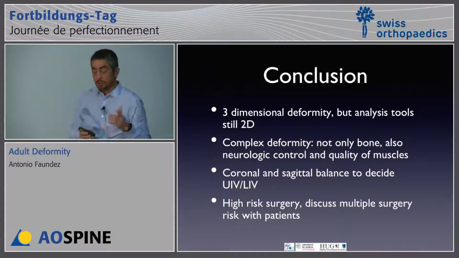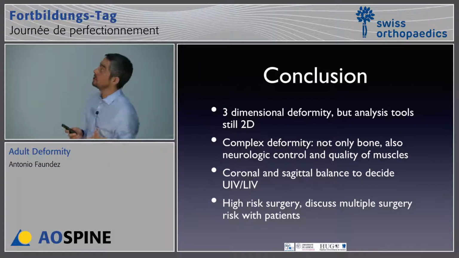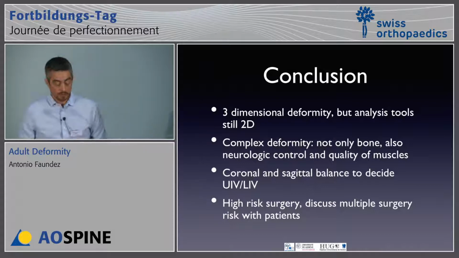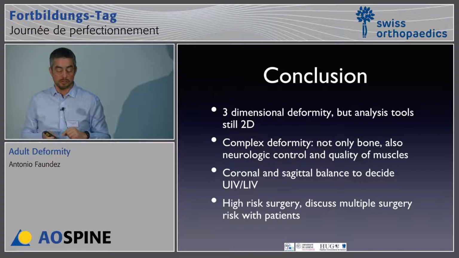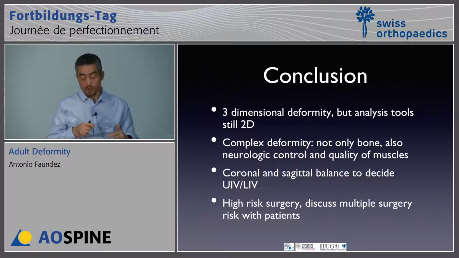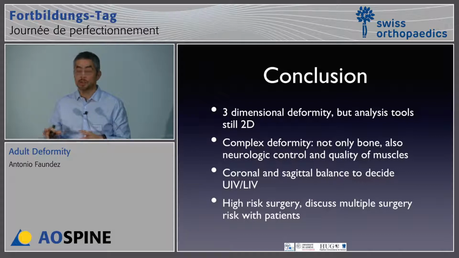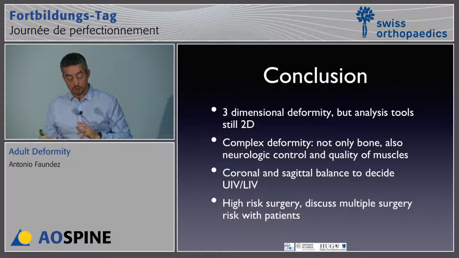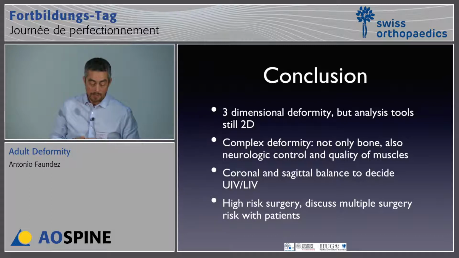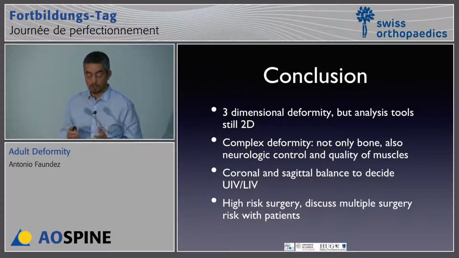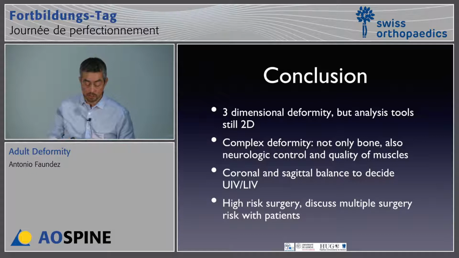In conclusion, adult deformity is a 3-dimensional deformity, and the problem is that we still have 2-dimensional tools, so there's still some room for improvement and for simulation tools, especially intraoperative simulation tools that allow us to see what we're doing, what correction we're doing. It doesn't concern only bone, it's also neurologic control and the quality of muscles.